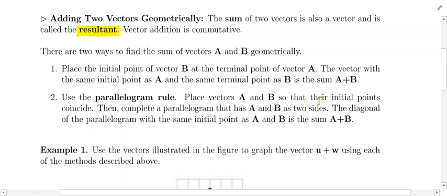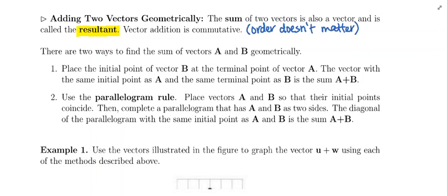Keep in mind that vector addition is commutative. That means that order doesn't matter. Meaning if I add vectors u and v, if I do u plus v to get a new vector, I'm going to get the same vector if I do v plus u. So order does not matter.